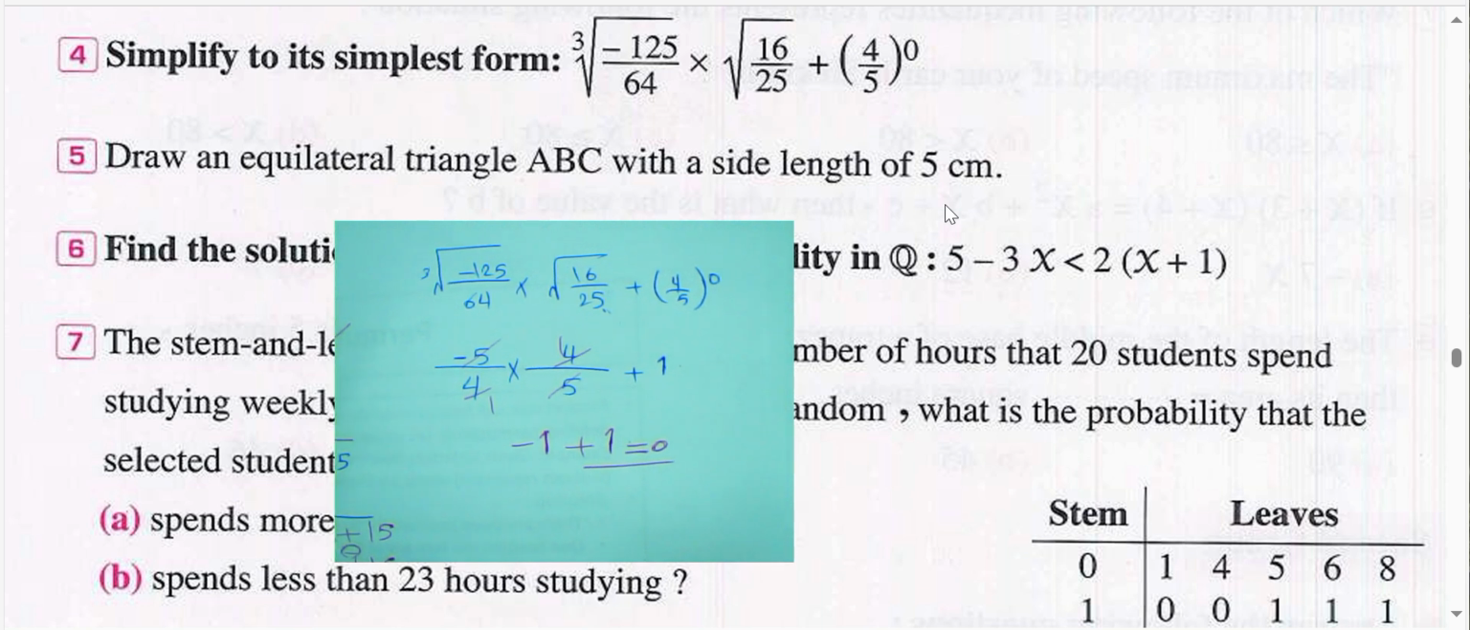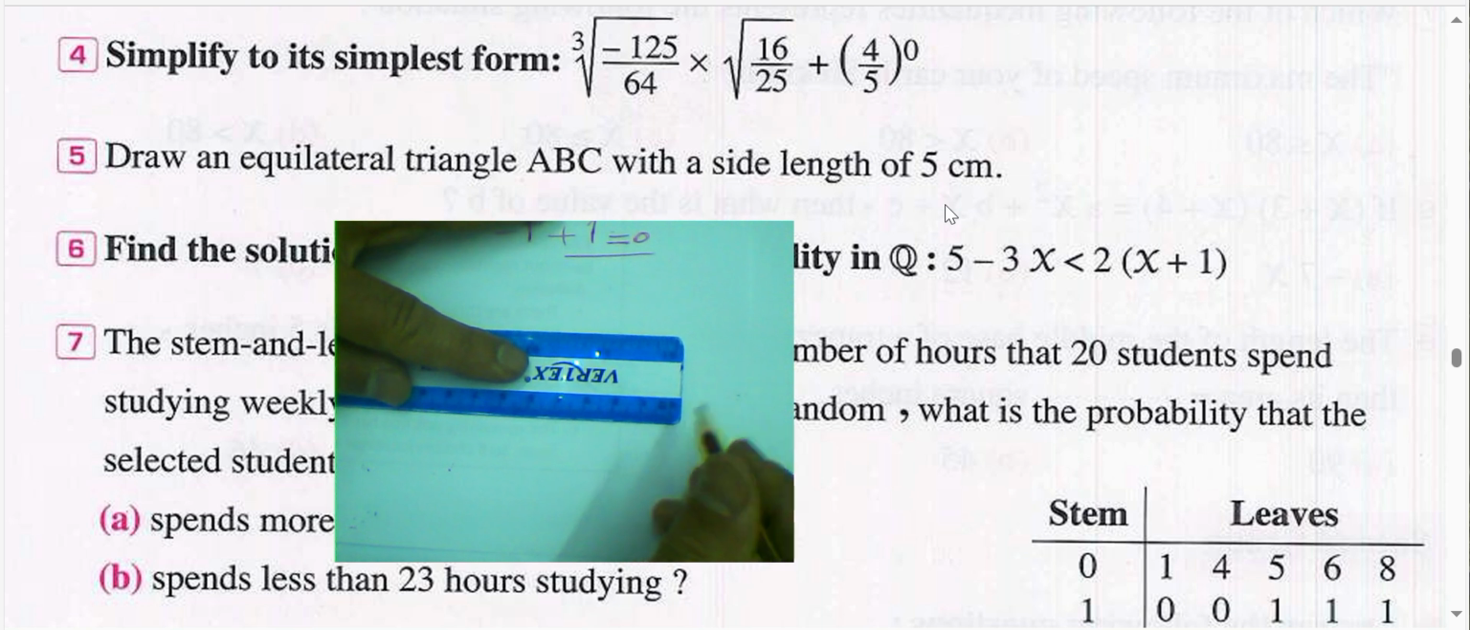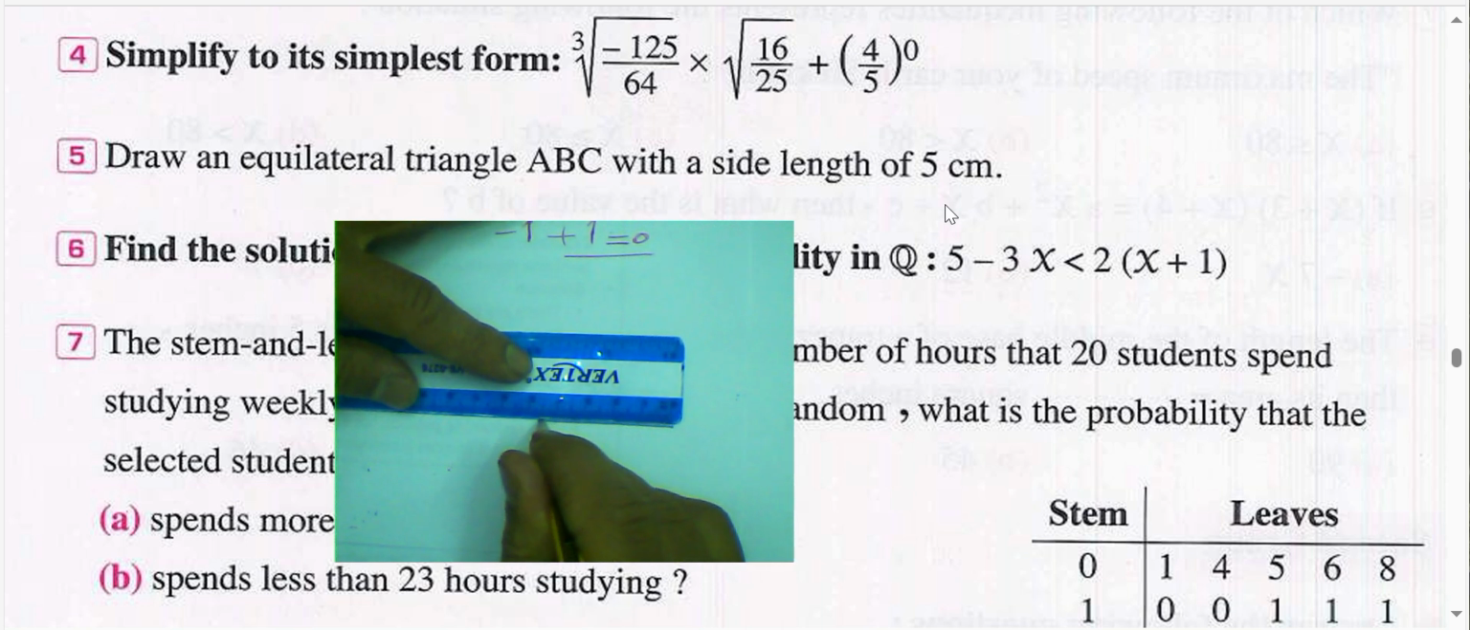Draw the equilateral triangle ABC with a side length of 5 centimeters. You can use a ruler and pencil to draw the triangle. We must know all sides are equal in length because the example asks for an equilateral triangle. Equilateral triangle means all sides are equal lengths. Then we can use the ruler to draw triangle ABC. Each side here is 5 centimeters.